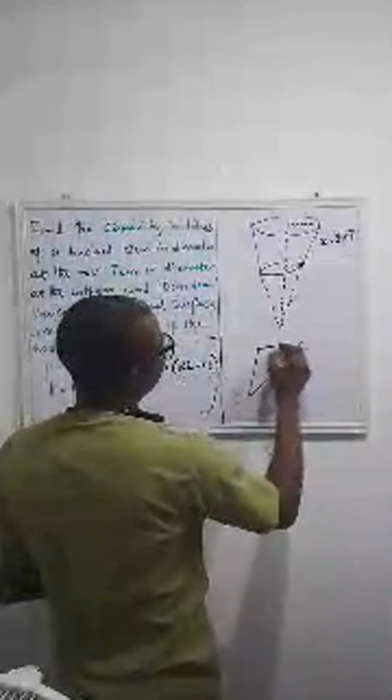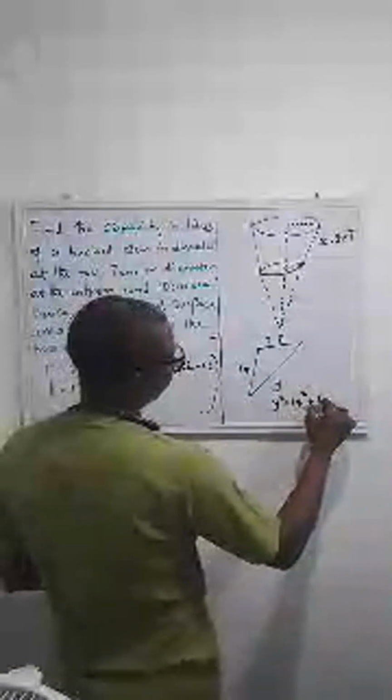For the second one, the triangle looks like this. This is 3.5 and the height here is 14. So that means we have y, which is the hypotenuse. We have y squared equals 14 squared plus 3.5 squared. Okay, so now let us add the two together. 14 squared, plus 3.5 squared.